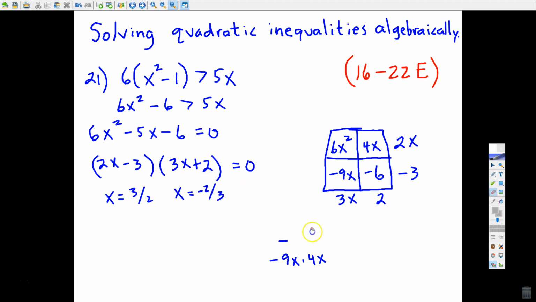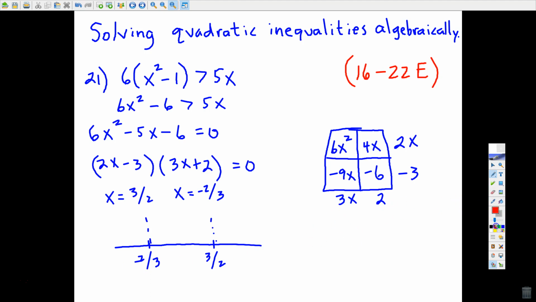So solving algebraically involves this. You don't have to do any graphing. You just put the two solutions that you got on a number line. Just think of where they would go on a number line. And then you're going to do testing. So basically these two numbers divide your number line up into 3 sections. And it's from each of these sections that you're going to test a number. Okay, so that should be negative 2/3.